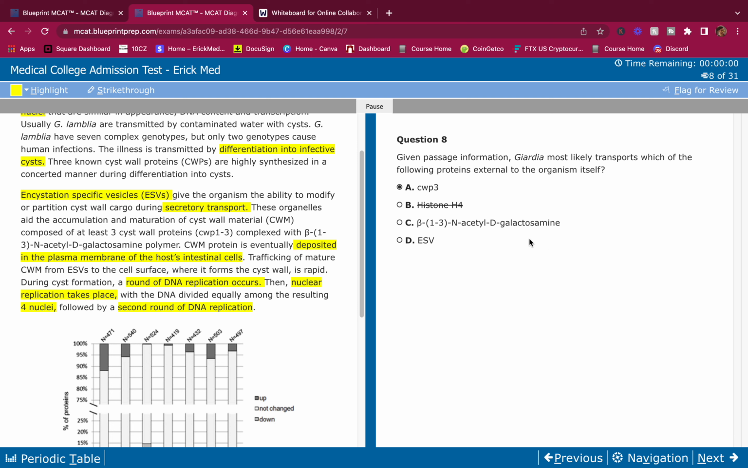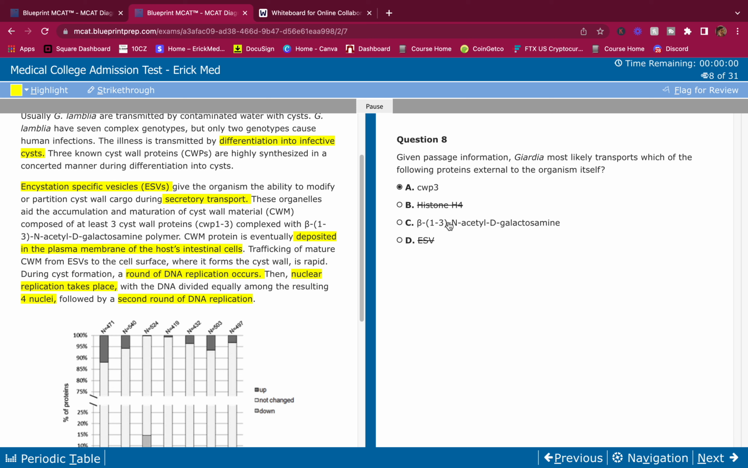This polymer here, oh, this is coupled with the CWP. So there is a chance that this can be ejected as well. ESV, that's the whole process. So no, that's wrong. That's the whole overarching process. Okay.